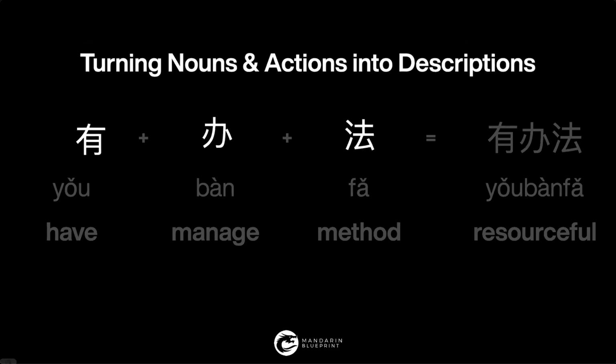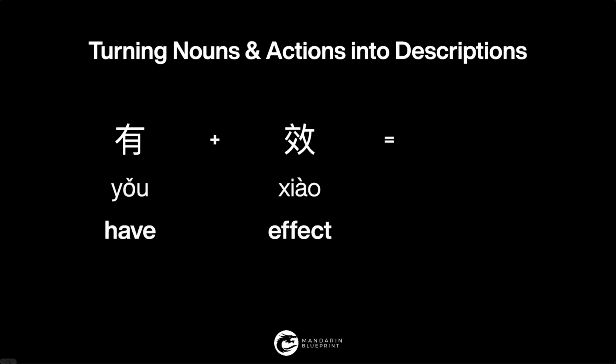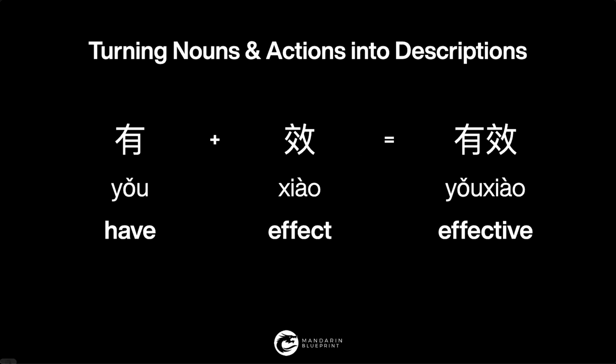有办法 is an adjective describing the guy, right? So it's, oh, right. Yeah. So he exists a lot of good ideas. It's resourceful. It's pretty cool, right? 有效. So 效 is an effect of some kind. Have effect. Well, I'm sure you guessed it. 有效, effective. Very useful, this word. You'll see that a lot.